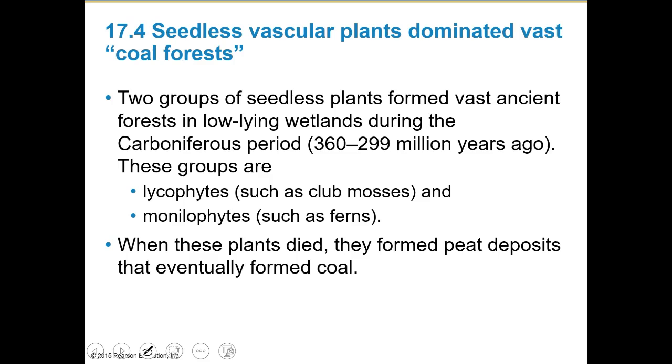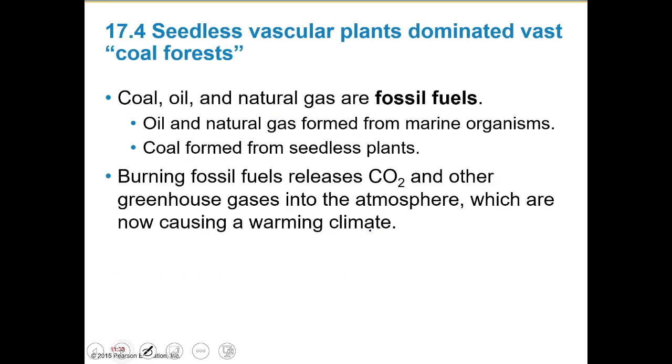So we have two groups of seedless plants that formed vast ancient forests in these low-lying wetlands in a Carboniferous period, so about 360 to 299 million years ago. These groups include our lycophytes, some of those club mosses that are also seedless vasculars, and then monilophytes, like our ferns. There's some pterophytes too. When these plants died, they formed some peat deposit and eventually formed coal.